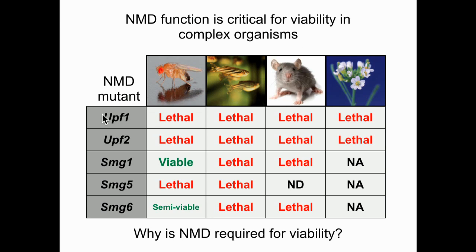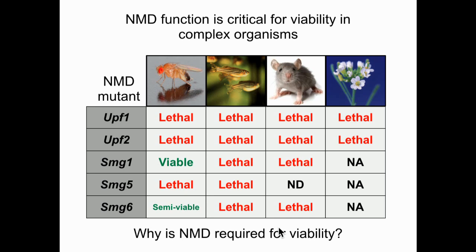In particular, if you knock out the core machinery of NMD, like UPF1 and UPF2, in all organisms studied, plants, mice, zebrafish, this leads to lethality. And we have done a number of genetic screens over the years, and we've isolated mutations in essentially all the NMD machinery. It turns out yet again that the core components are invariably lethal in Drosophila. Okay, so the question which we set out to address some time ago is why is NMD required for viability?